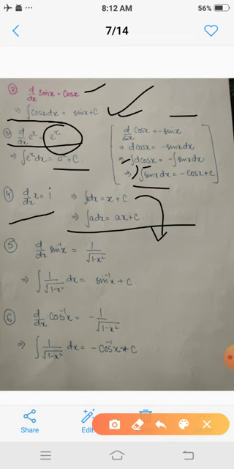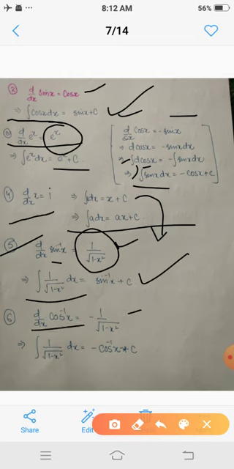Let us take the inverse trigonometric functions. d by dx of sine inverse x is 1 by root of 1 minus x square, which implies that the integral of 1 upon root of 1 minus x square dx is sine inverse x plus c. Similarly, the differential of cos inverse x is minus 1 by root of 1 minus x square, which implies that the integral of 1 upon root of 1 minus x square dx is also minus cos inverse x plus c.